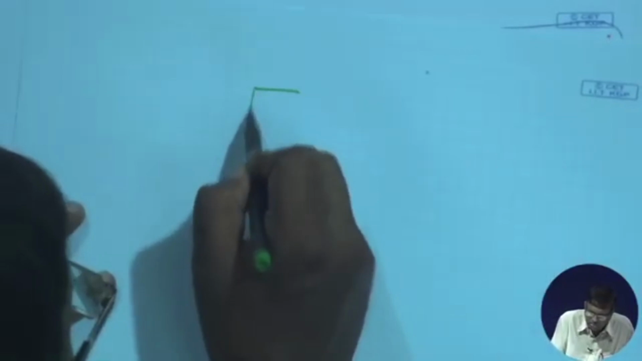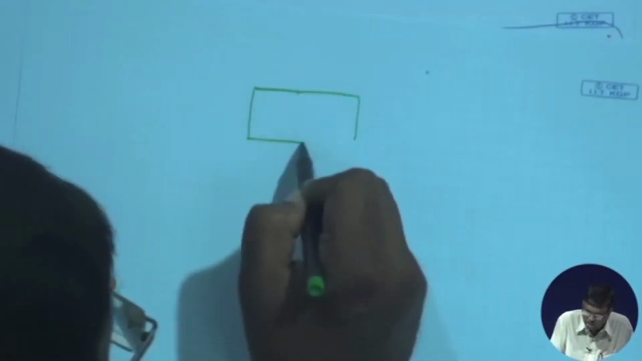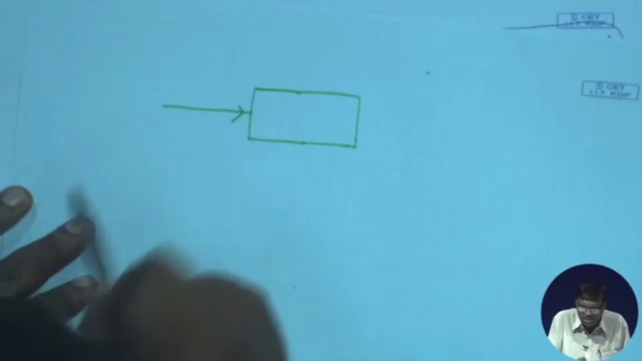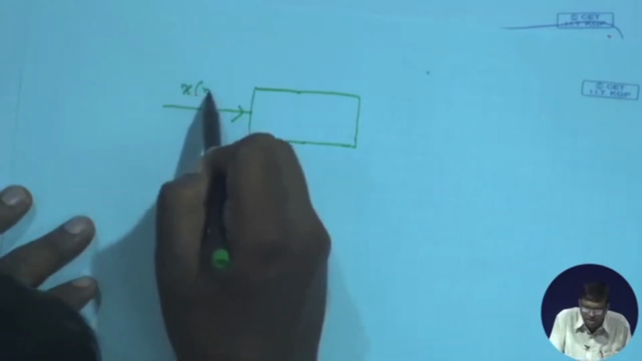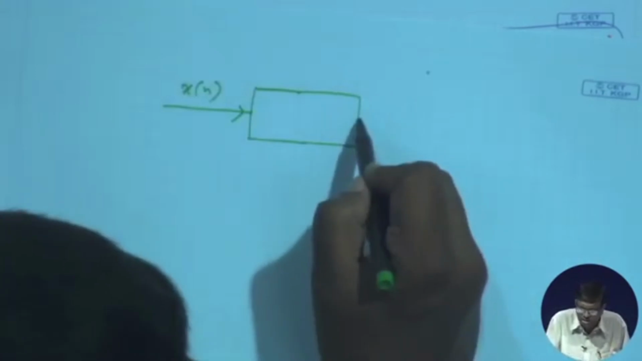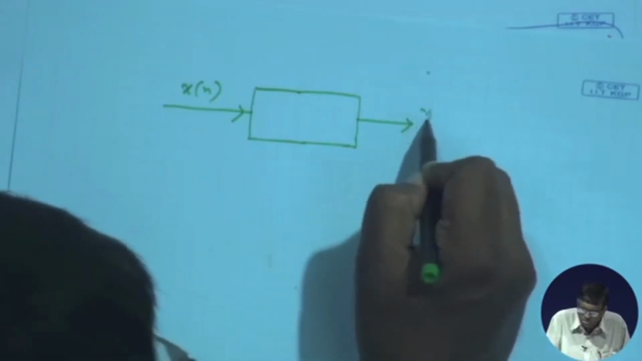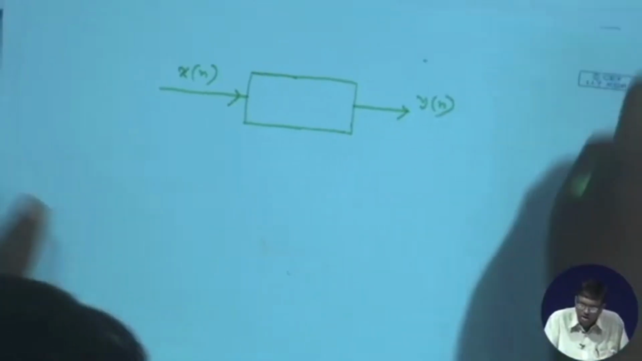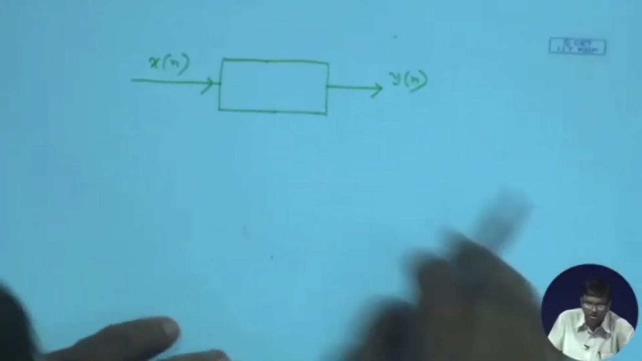Now, we will be considering processing of sequences. There is one system; what is inside it, I do not know and I do not care, but it takes one sequence, maybe x[n], as input, does something on it, and gives you an output y[n].